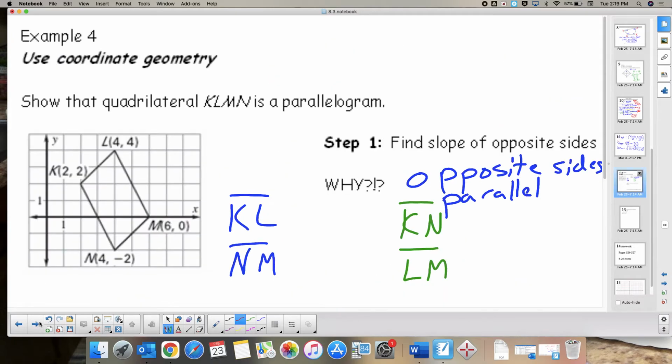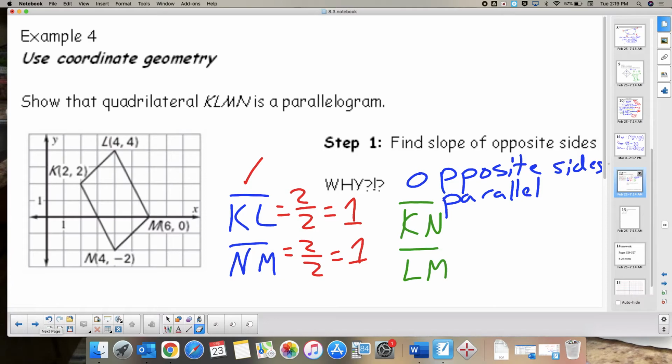So if I look at my example, we're going to count. For KL, I go rise of 2, run of 2. So it is 2 over 2, which is 1. NM, rise of 2, run of 2. 2 over 2, so I have a slope of 1. So KL is parallel to NM.